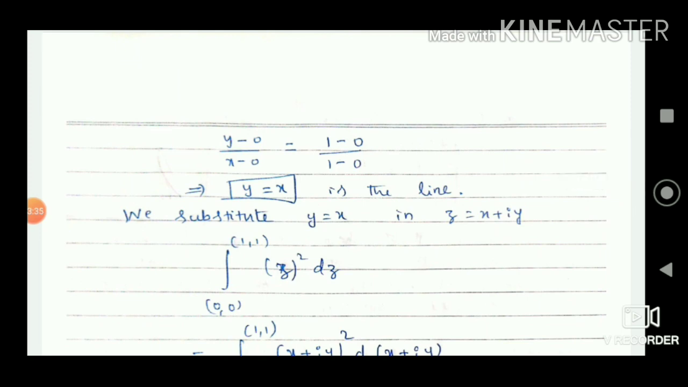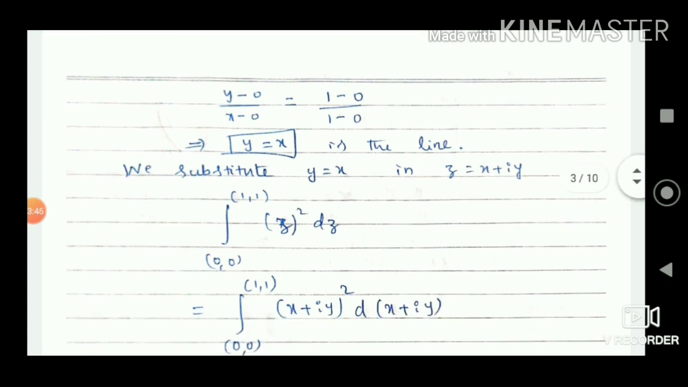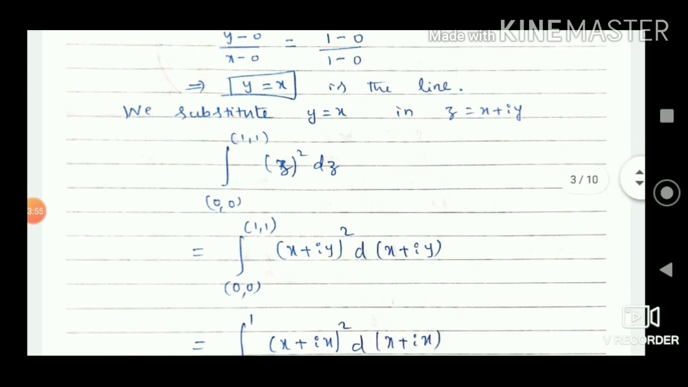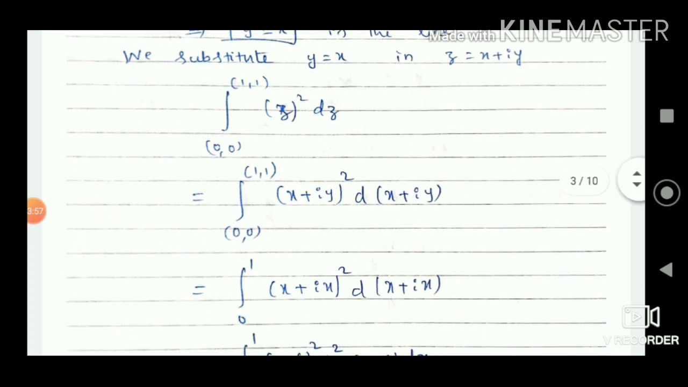So now we substitute y equal to x throughout the integral. That means wherever we find y, we can substitute x. So let me rewrite the integral from 0 0 to 1 1 of z square dz, that is the given problem. Here I am integrating over the line y equal to x. So I am substituting x instead of y. So it is going to give you the integral of x plus ix whole square times the derivative of x plus ix.